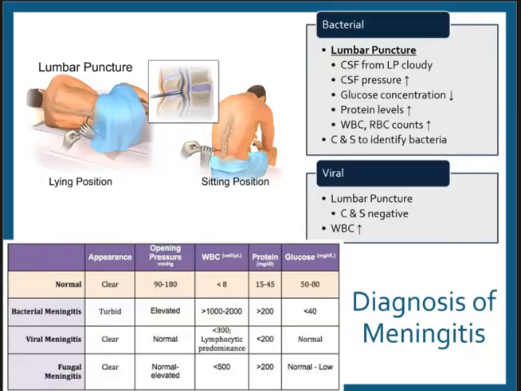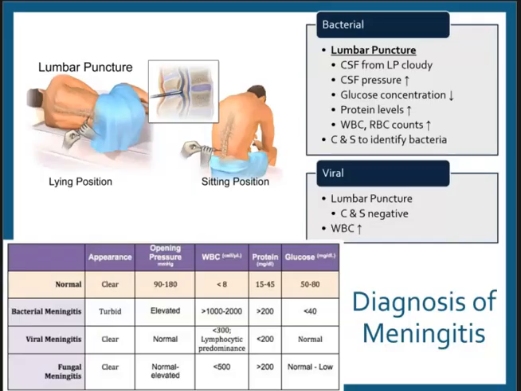So how do we diagnose it? Lumbar puncture is one of the best ways to diagnose this. We can send off our CSF. We can look for bacteria. So if it's bacterial, the CSF is going to be cloudy. They're going to have increased pressures, decreased glucose, increased proteins, because bacteria has proteins. White blood cell, red blood cell counts are increased. And of course, we have to do a culture and sensitivity to figure out what bacteria it is.